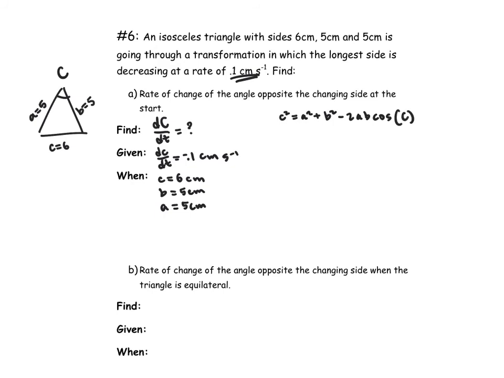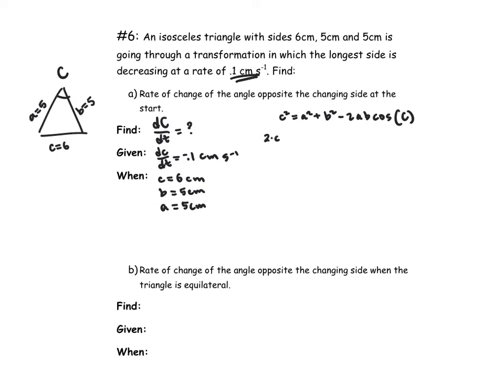Okay, now let's think about what is constant and what is changing. Our two variables are the two C values, right? Side C is changing, and so is angle C at the same time. A and B are constants. So I'm going to differentiate with respect to time both sides of this equation.